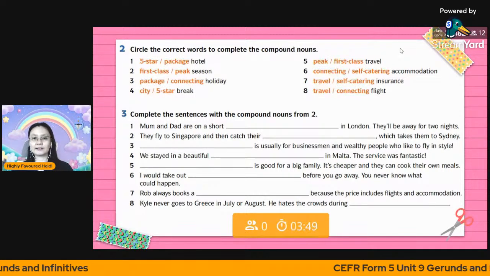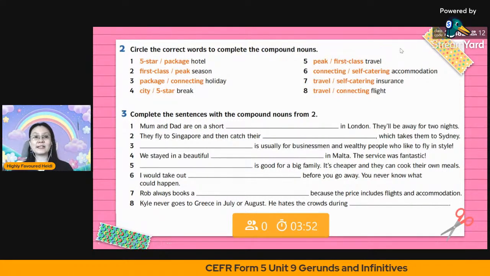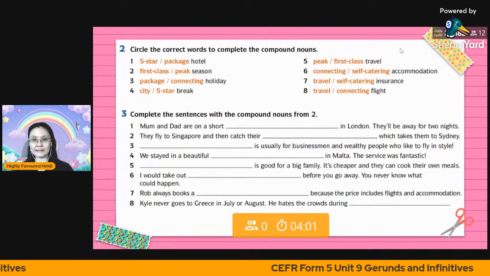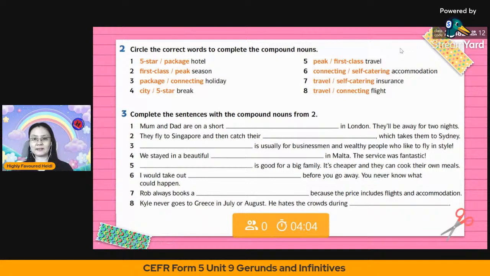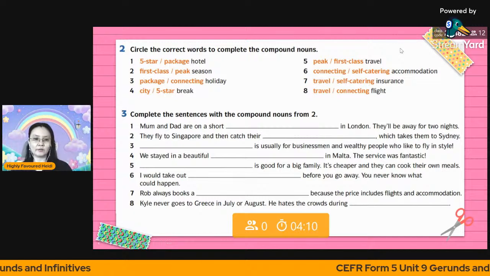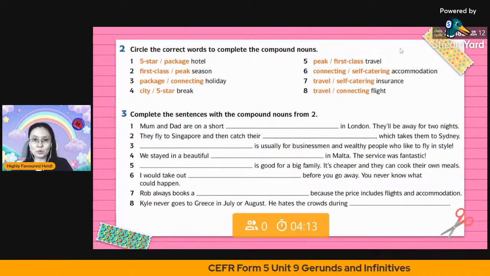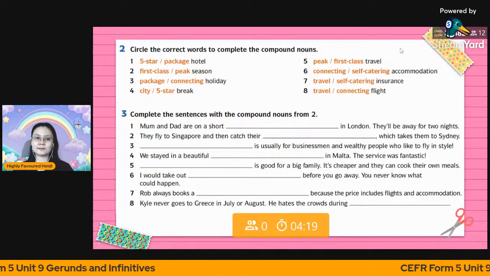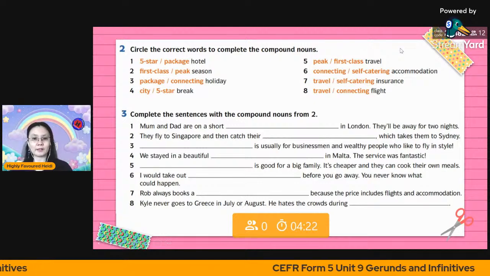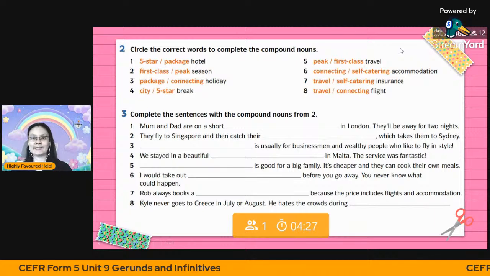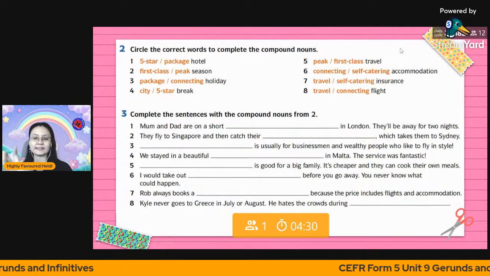Then number 6, I would take out what? Before you go away. You never know what could happen. Something that you never know what could happen, if that happened, what's next? Then Rob always books. This books is not buku, this books is to reserve. That's why you always have to look at the sentence. Rob always books what? Because the price includes flights and accommodation.